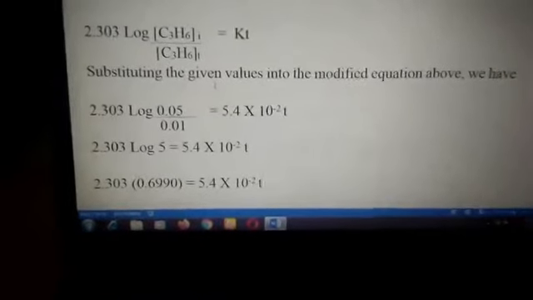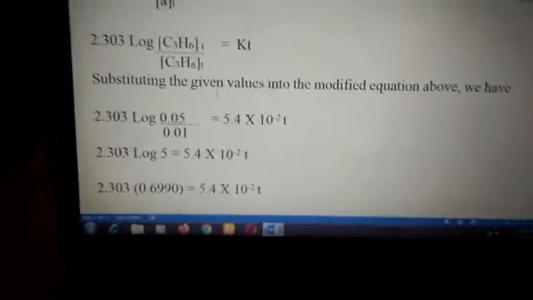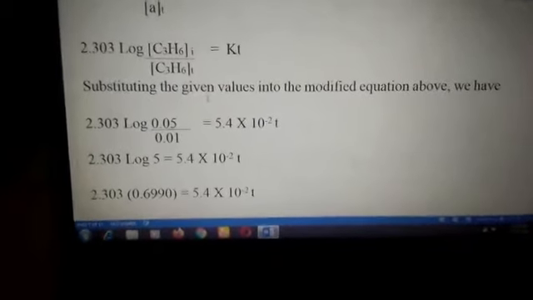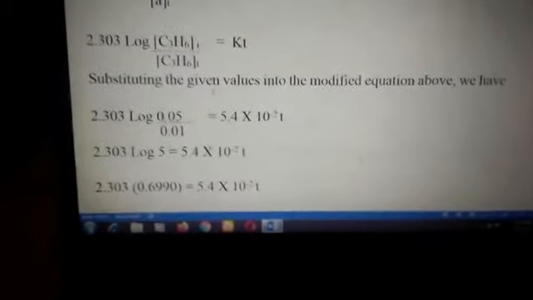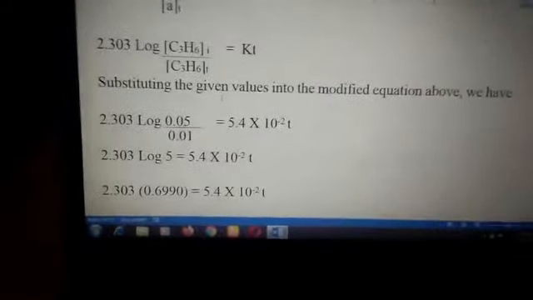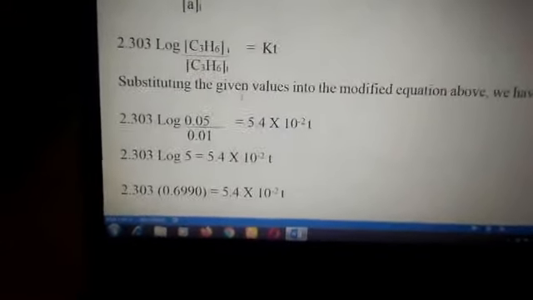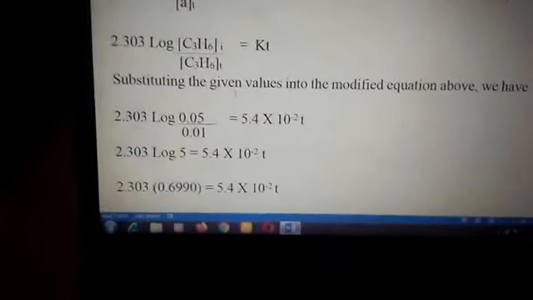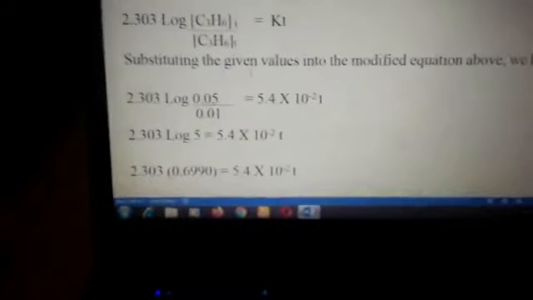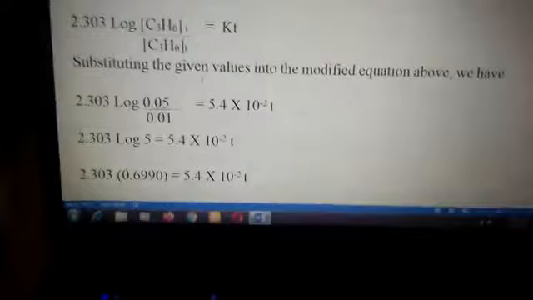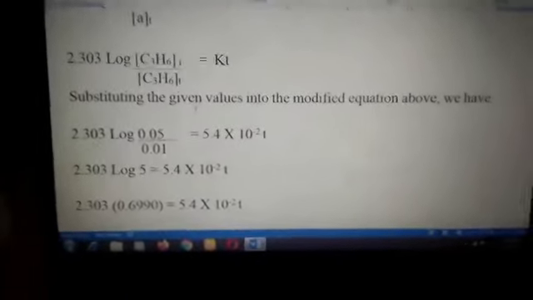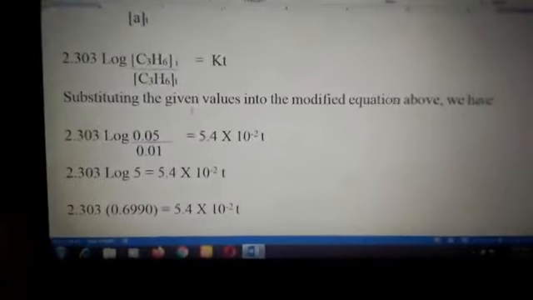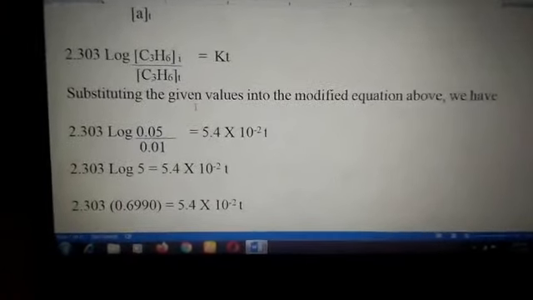We substitute 2.303 log, the initial concentration of cyclopropane C3H6, which is given to us as 0.05. Replace with 0.05, and the concentration of the substance at time t is 0.01, given to us. Replace the concentration of cyclopropane C3H6 with 0.01. Equal to the rate constant k, given to us in the question as 5.4 times 10 to the power minus 2, multiplied by t.